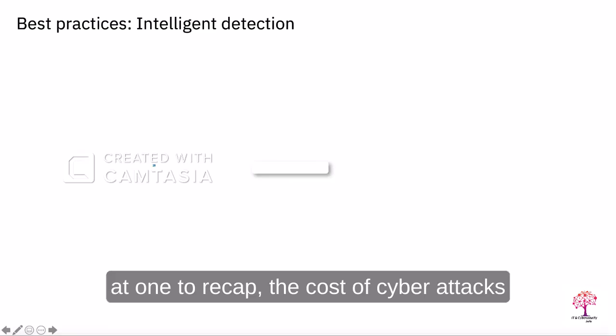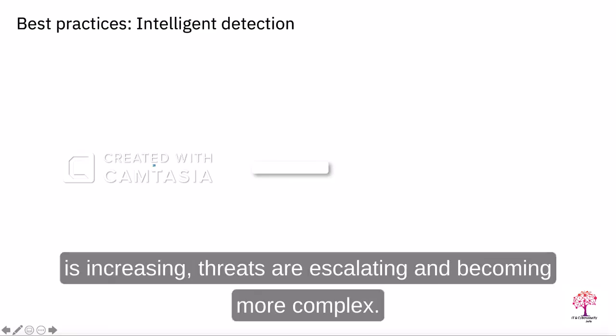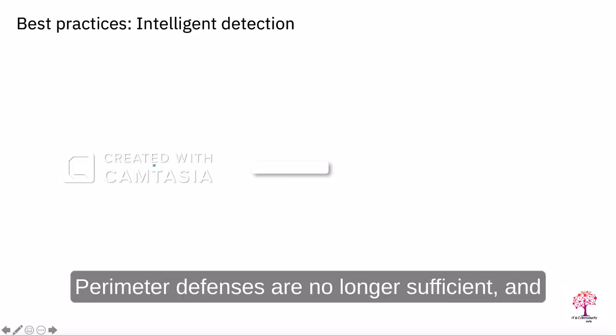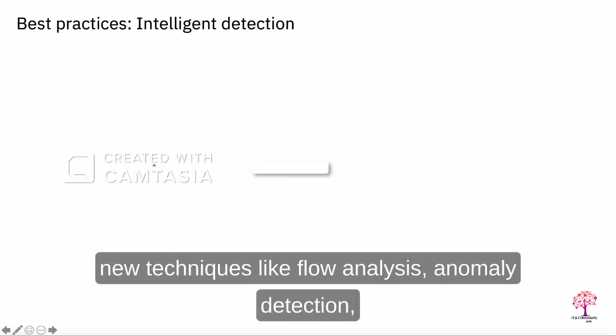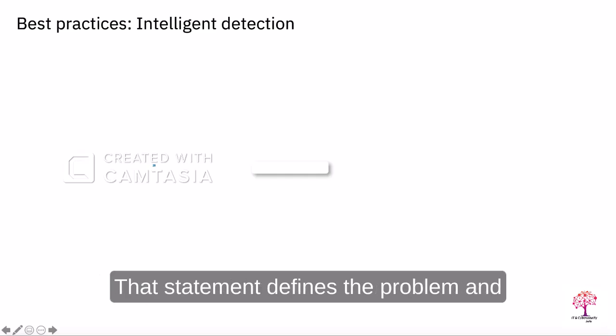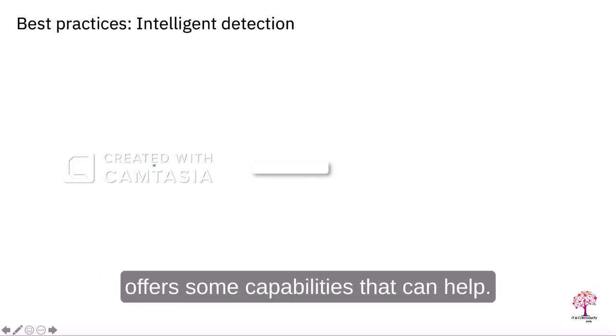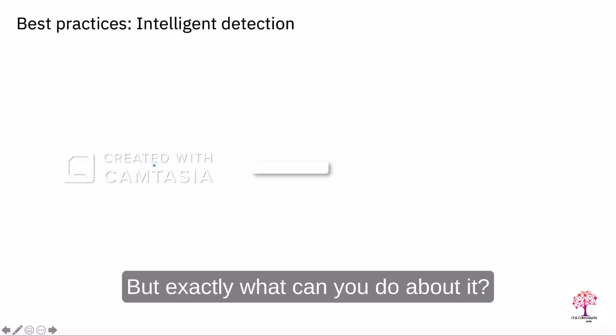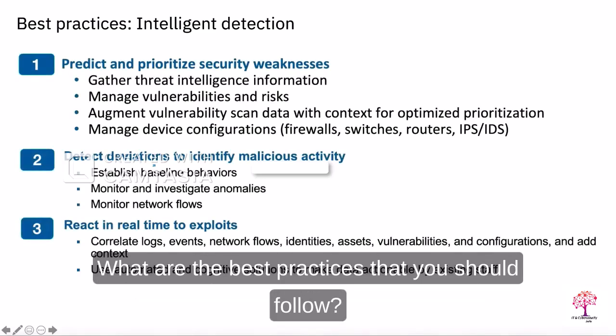To recap, the cost of cyber attacks is increasing, and threats are escalating and becoming more complex. Perimeter defenses are no longer sufficient, and new techniques like flow analysis, anomaly detection, and vulnerability management are needed. That statement defines the problem and offers some capabilities that can help. But exactly what can you do about it? What are the best practices that you should follow?